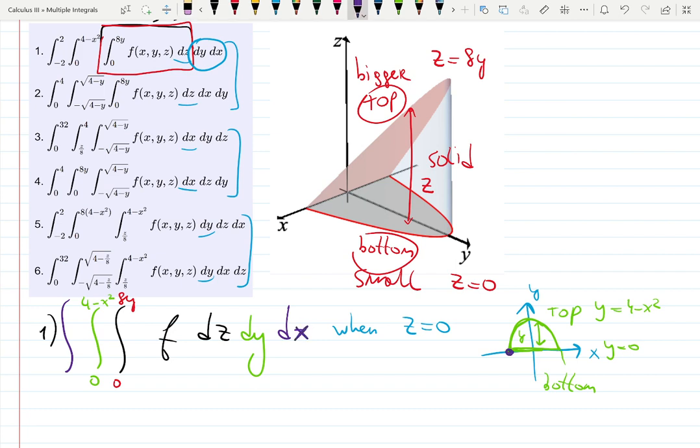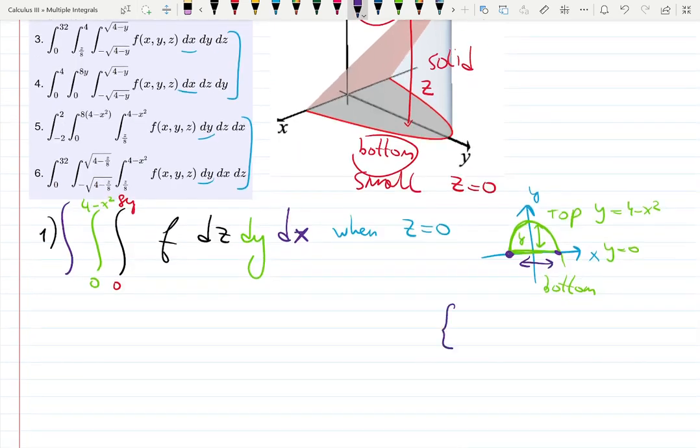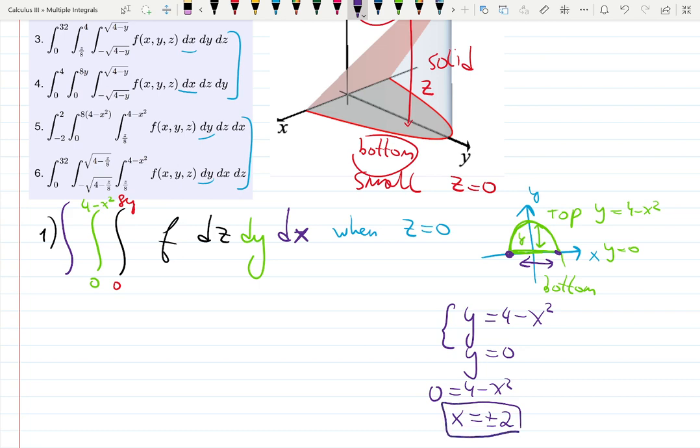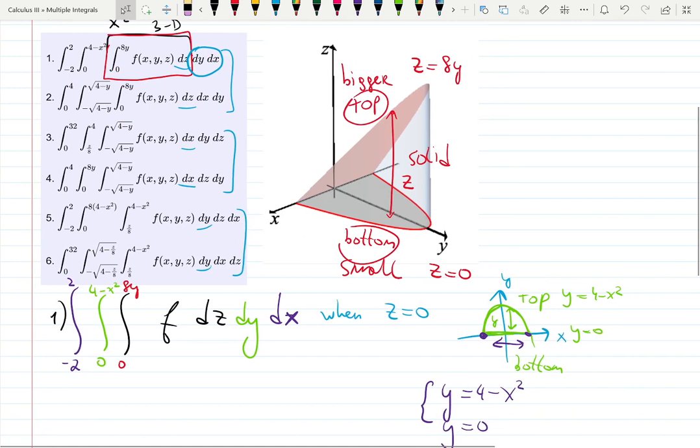There's only one left to do. X is from this number to this number. X is running left to right. What are those numbers? We actually don't know. We need to figure this out. To find these numbers, we need to solve the system of equations to find points of intersection with the parabola and y equals 0. Well, when 0 equals 4 minus x squared, x equals plus and minus 2, and we're using both here. So x is from minus 2 to 2, and this is the answer for number 1.